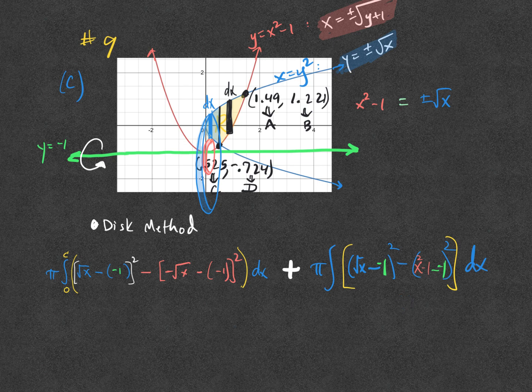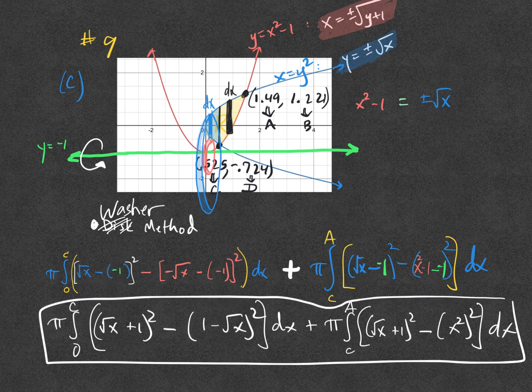All right. That does it. The volume of that solid of revolution of this entire yellow region rotated around the green line will be the sum of these two definite integrals. This is actually the washer method, and we didn't need to evaluate it. They just asked us to set it up. So just doing a couple little simplifications, this would be my final answer.